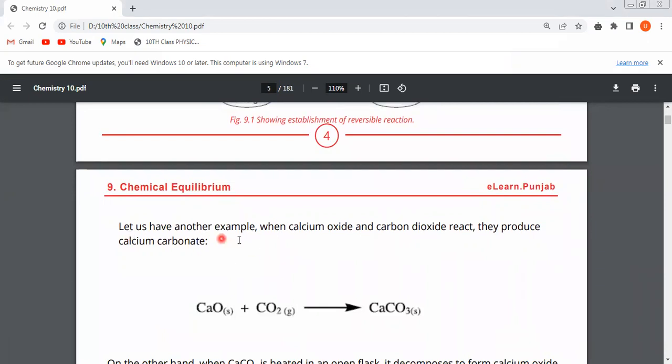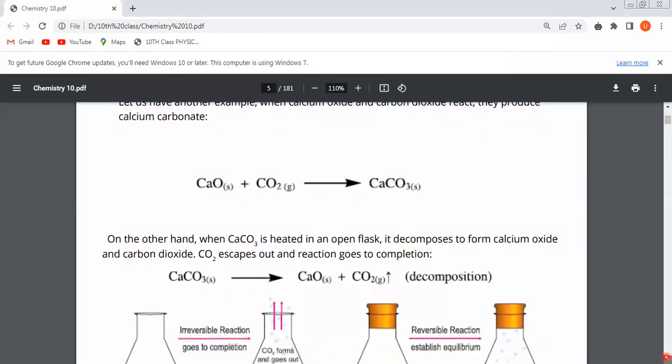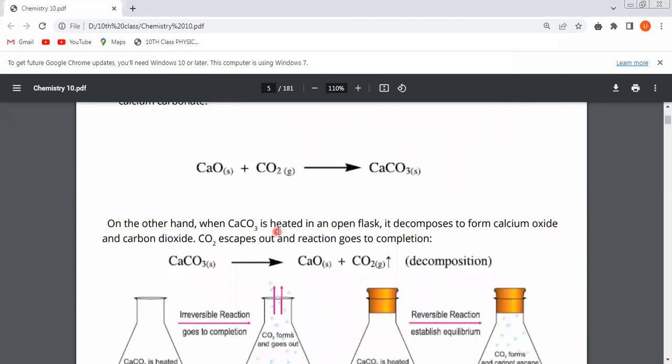Let us have another example. When calcium oxide and carbon dioxide react, they produce calcium carbonate, CaO plus CO2 gives CaCO3. On the other hand, when CaCO3 is heated in an open flame, it decomposes to form calcium oxide and carbon dioxide. CO2 escapes out and the reaction goes to completion. CaCO3 gives CaO plus CO2, decomposition.